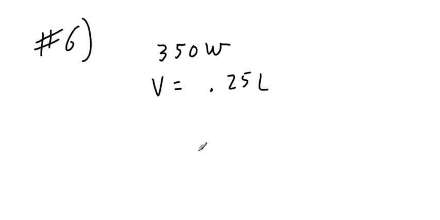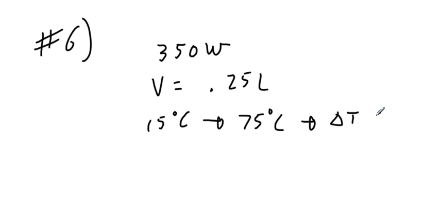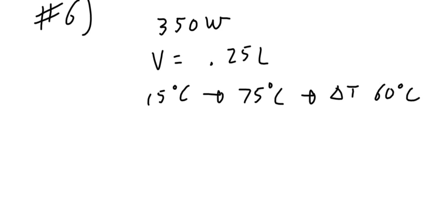Number 6 says, I have an immersion heater that's going to heat at 350 watts, and I want to heat up some soup, and the volume of my soup is going to be 0.25 liters, and I want to go from 15 degrees centigrade to 75 degrees centigrade, which implies my delta T is going to be 60 degrees centigrade. And well, this turns out to be a dimensional analysis type problem.